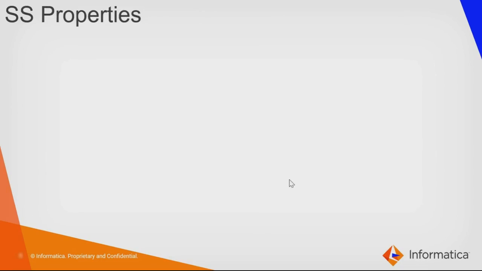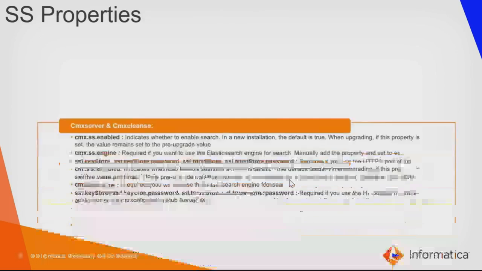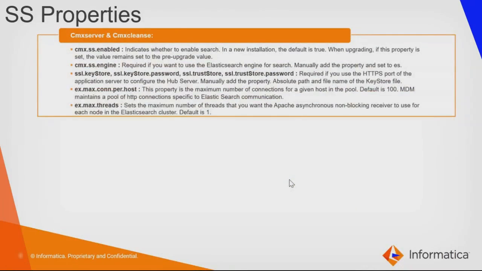Next are the Smart Search properties which we need to configure under the CMX server and CMX cleanse. Let's go through them one by one. There are some properties which we need to define in both CMX server and CMX cleanse. The first property is cmx.ss.enabled. It contains either true or false. If we are using Smart Search, we need to make it true, else false. The second one is cmx.ss.engine.